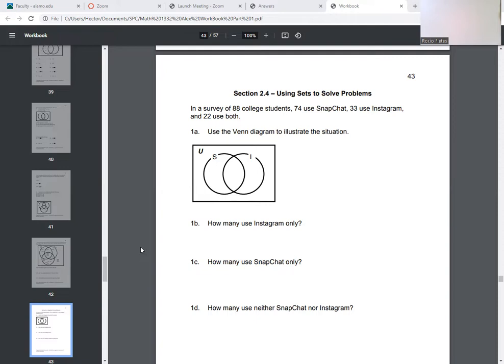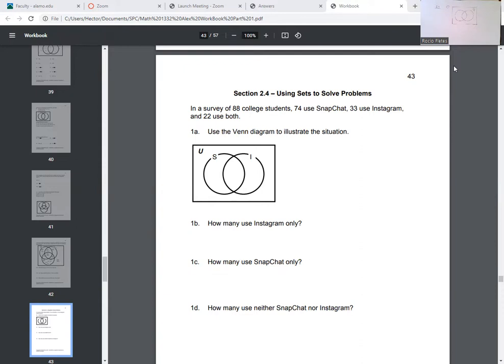Okay, so what we will do is first create the Venn diagram so that it will be easier for us to answer the questions once we have the Venn diagram complete. So let me go ahead and draw the Venn diagram. I'm doing question 1, section 2.4. It is easier to complete the Venn diagram and then answer the questions once we have it drawn.